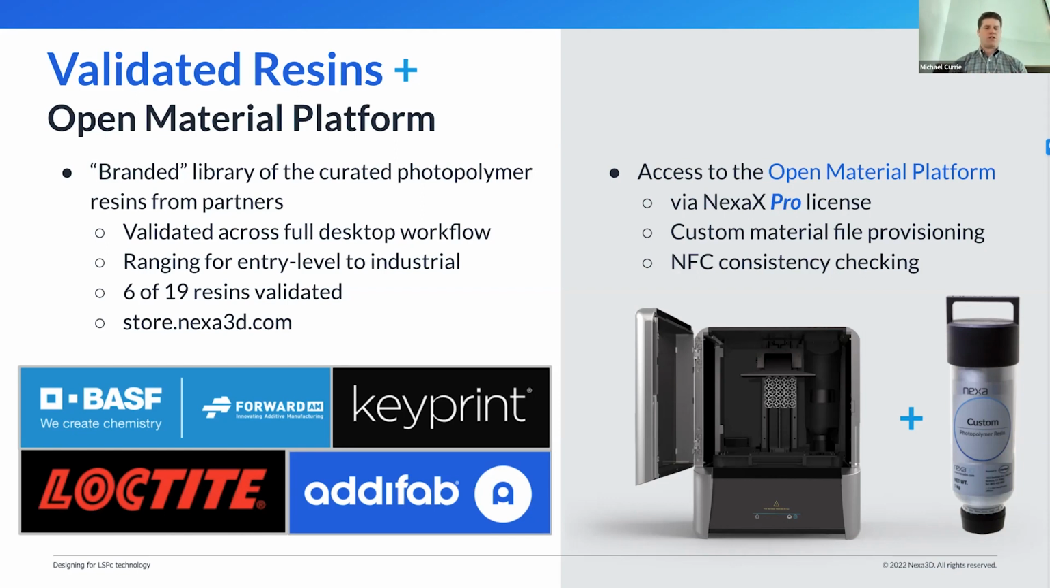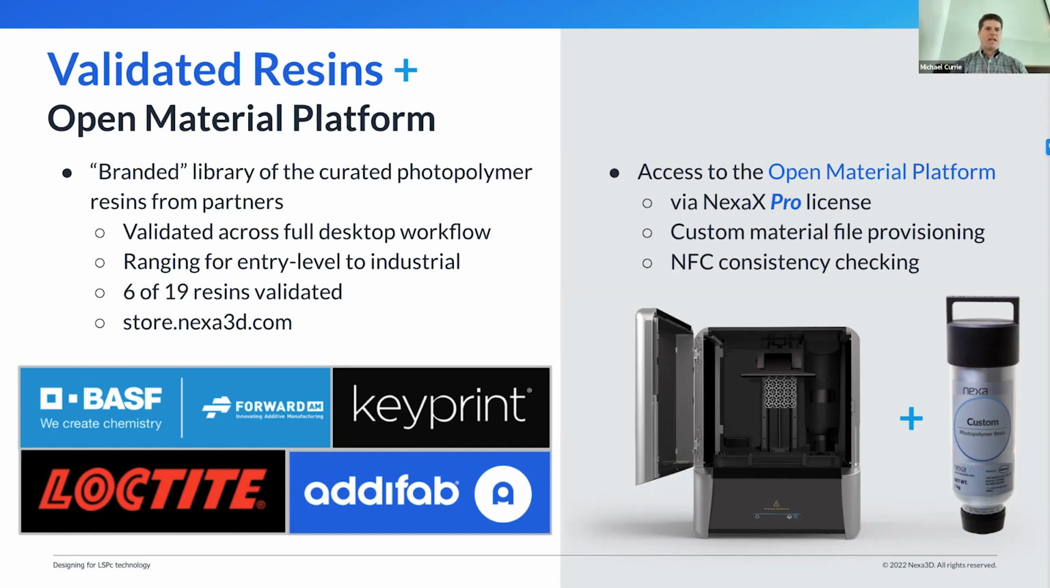And then what we do is we certify those on the Zip. We perfect the print processes on the Zip. We also put the parts through the Zip desktop post-processing workflow, and then send those parts back to the chemical manufacturer. And then they measure the results, they measure the functional properties, and then they give us the thumbs up or thumbs down if it works. If it works, then we put it in the portfolio and we bring it to you to use on the Zip.